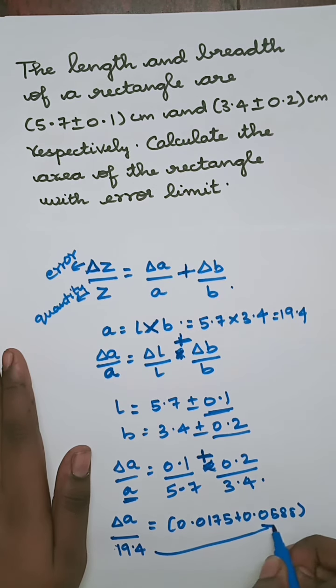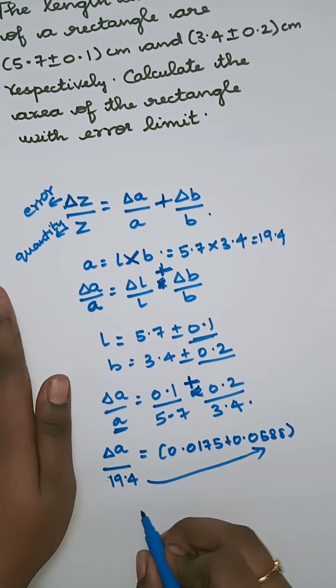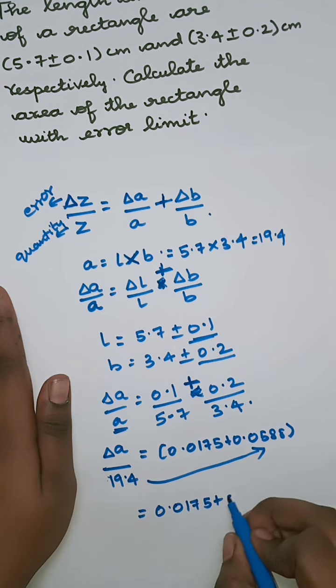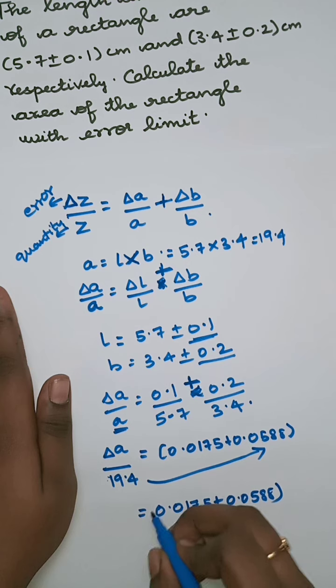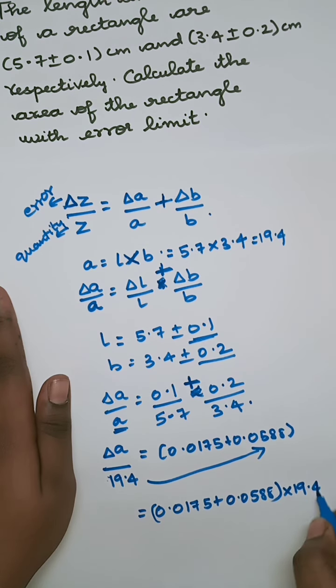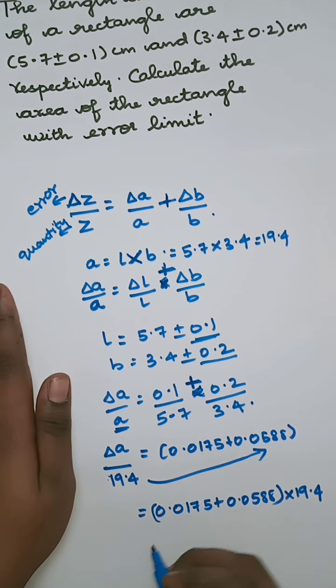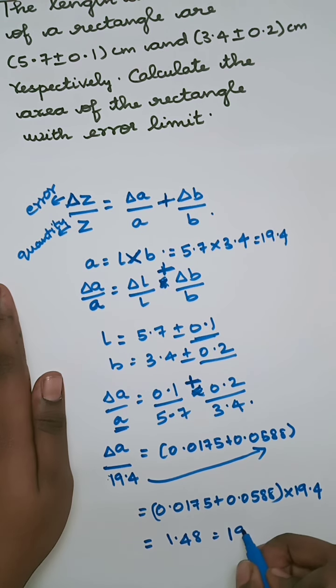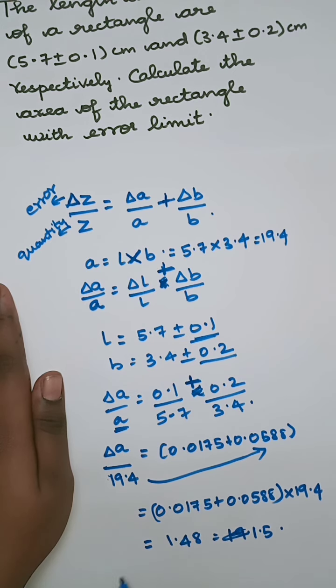So I am going to substitute here. Then what will I get, students? 0.0175 plus 0.0588, into 19.4. What is the answer? 1.48. If I round it, I will get 1.5.